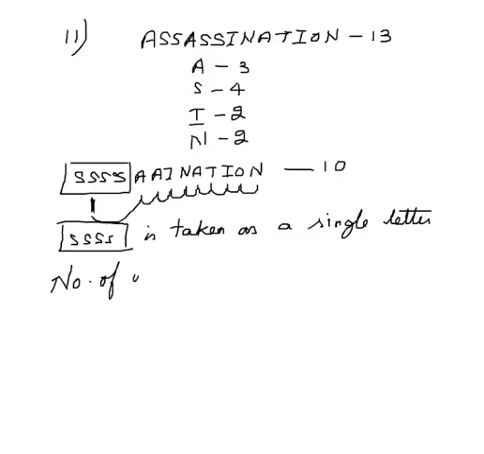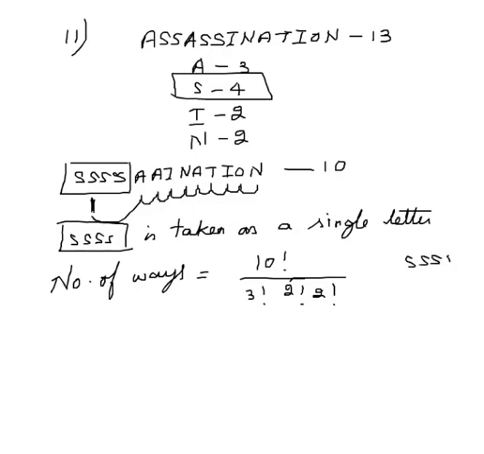Therefore, number of ways is equal to, so 10 alphabets can be arranged in 10 factorial ways. Now out of these 10 alphabets, we have 3 A's and 2 I's and 2 N's. Don't divide by 4 S's because we have taken 4 S's as one alphabet only. And these 4 S's which are together can be arranged among themselves in 4 factorial by 4 factorial ways, which is one way only.